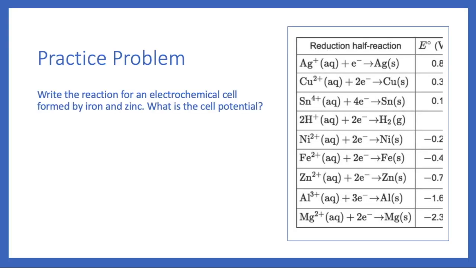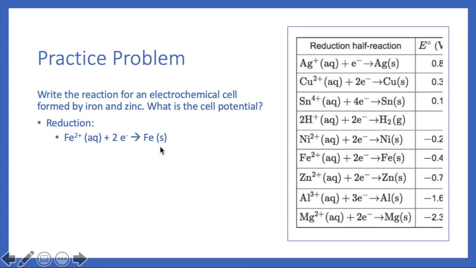So we're going to write the reaction for an electrochemical cell formed by iron and zinc, and then we're going to try and calculate this cell potential. We'll find iron here. We've got iron and we've got zinc. Now, which one is going to be reduced? It's the one that has the more positive reduction potential given in this table, and that's our iron. So our iron is going to be at the cathode, and it's going to be the reduction half reaction.